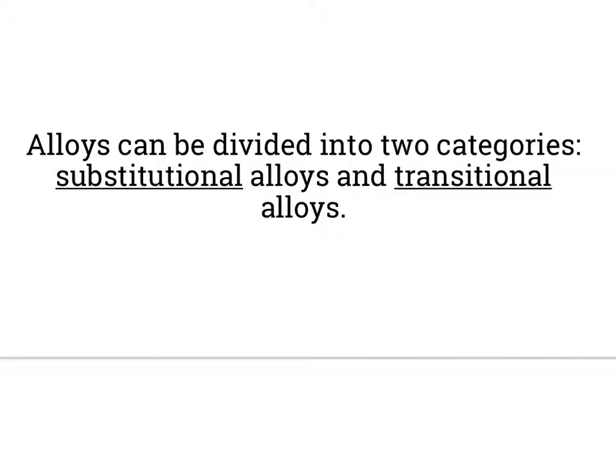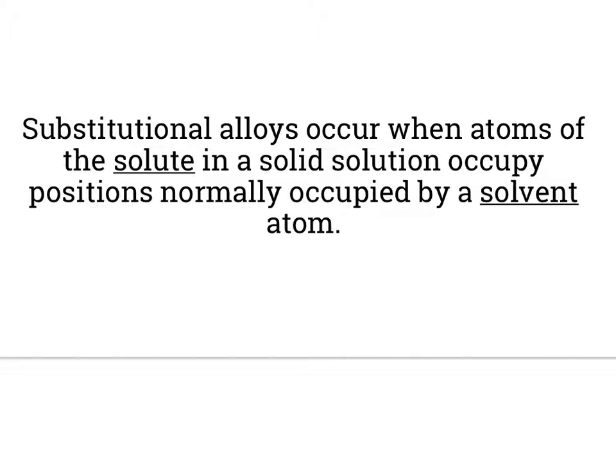Alloys, as with almost everything, can be divided into two categories: substitutional alloys and, it's not transitional, it's interstitial alloys. Substitutional alloys occur when atoms of the solute in a solid solution occupy positions normally occupied by a solvent atom.